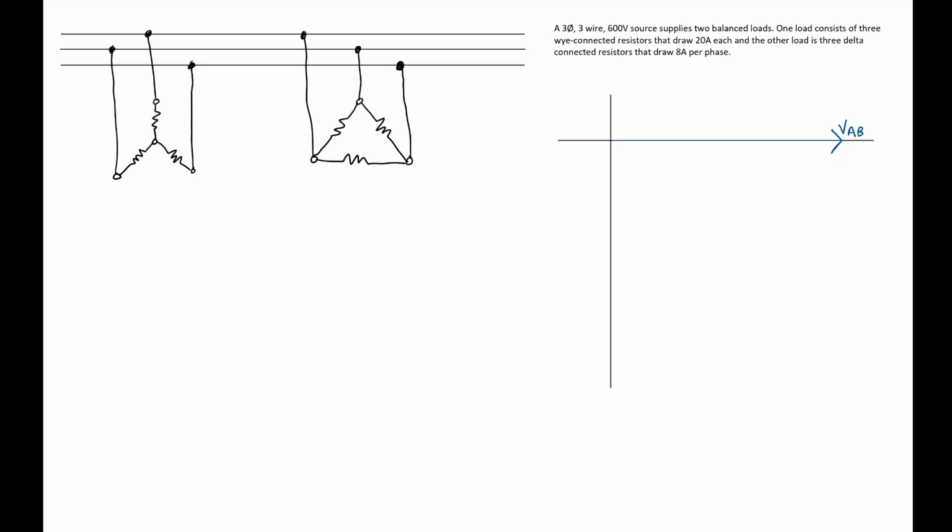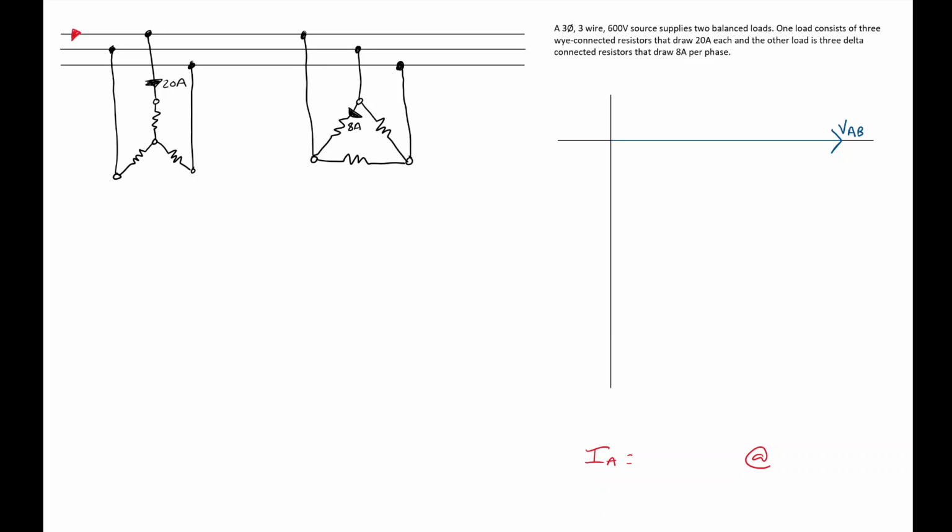So this one says a three-phase, three-wire, 600-volt source supplies two balanced loads. One load consists of three Y-connected resistors that draw 20 amps each. So that means I've got 20 amps here on my line. The other load is three delta connected resistors that draw 8 amps per phase, so that would be 8 amps here. What we're going to solve is the IA total up here on the main feeder, and we're going to solve at what angle.